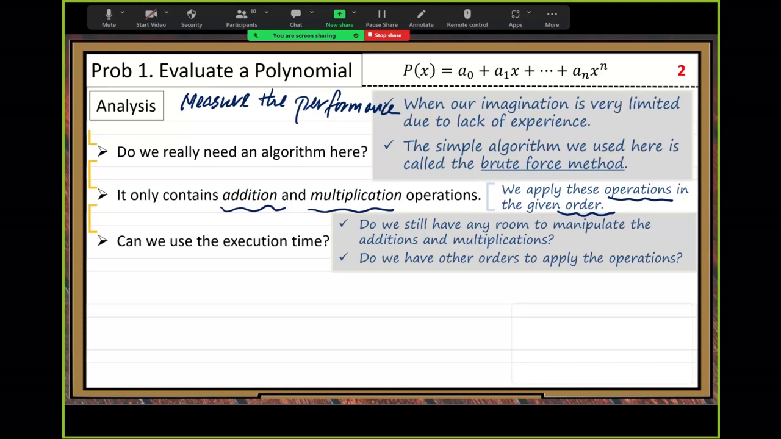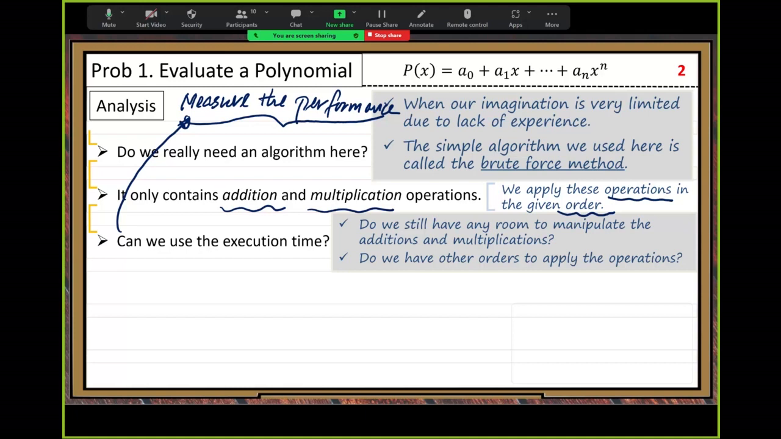All right. Then when we get back to the measure, to measure the performance, targeting this question, how to measure the performance? Can we use the execution time to measure the performance? Because we want to know how fast this algorithm runs. The direct way of thinking is we just use the execution time to see how fast it runs, right? Yeah.